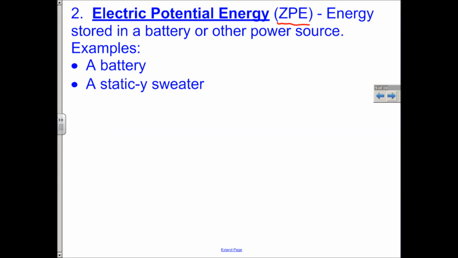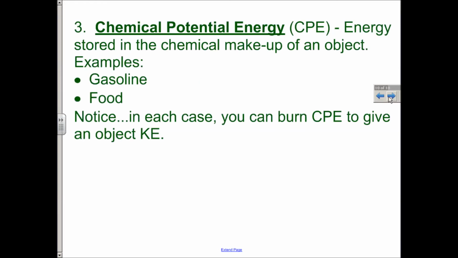And we'll learn more about that when we do electricity later on in the trimester. All right, chemical potential energy. This is a little bit sloppy, but basically you can store energy in the chemical makeup of something, and then as you burn it, convert it to kinetic energy, right? Like gasoline, for example. You're storing energy in your gasoline. When you burn it, it makes the car go.